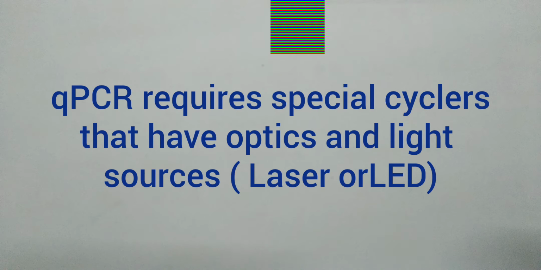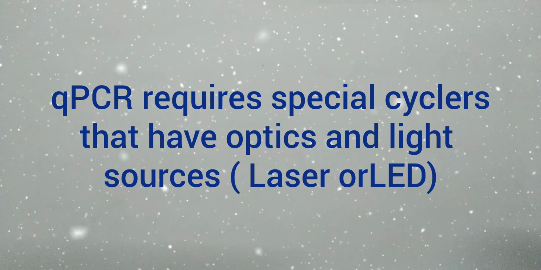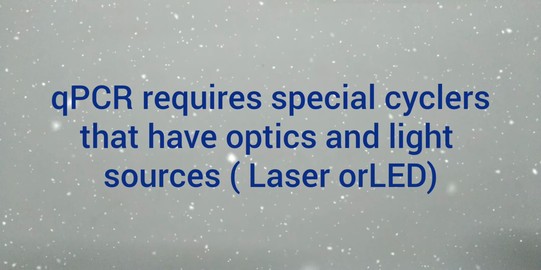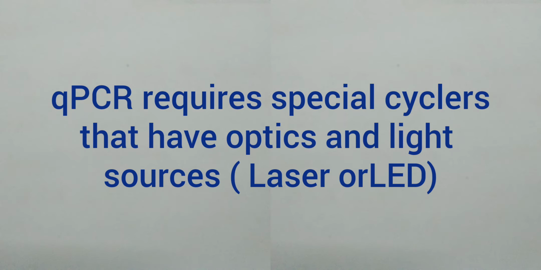But conventional or endpoint PCR machines do not have this light system or optic system. That's why the products of PCR cannot be recognized in the machine by itself. So after the completion of PCR, the product of PCR needs to be visualized by different staining methods and electrophoresis. So that is the difference between the thermal cyclers of conventional endpoint PCR and the rt-qPCR cyclers.